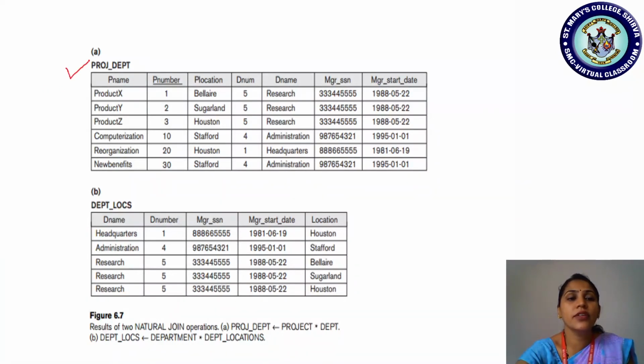Okay, now just check here students. This is a resultant after combining the project and department after applying natural join. See your results of two natural join operations: project underscore department, which is obtained after applying the natural join for project and department relation. And the second one is which one? The department location. Here natural join is applied for department and department locations. So just check out here students. Project name, project number, project location, and dnum. So these are the attributes from relation which one? Project.